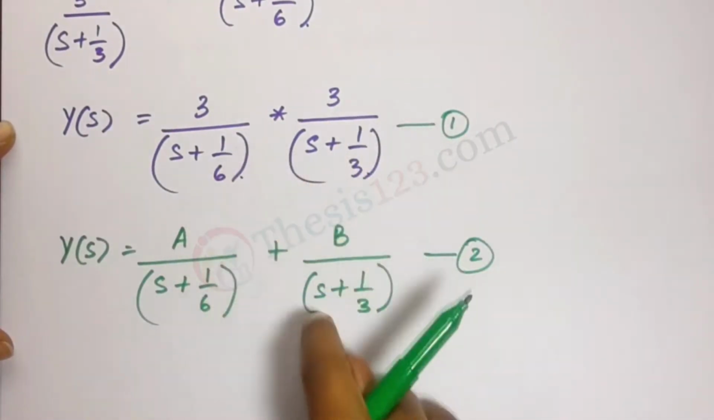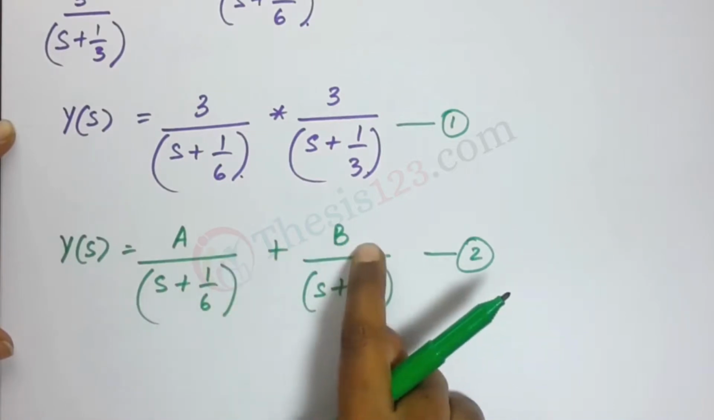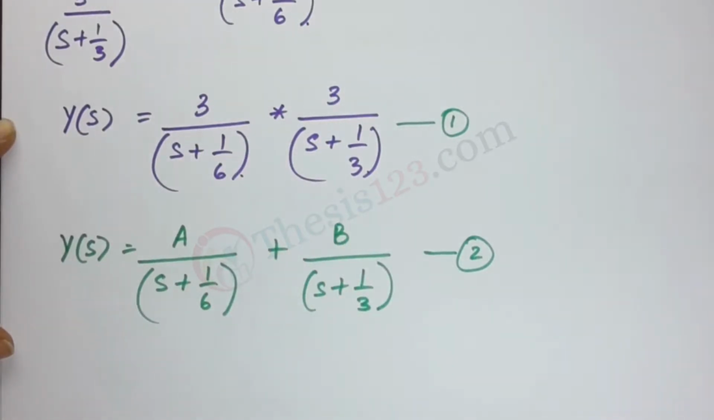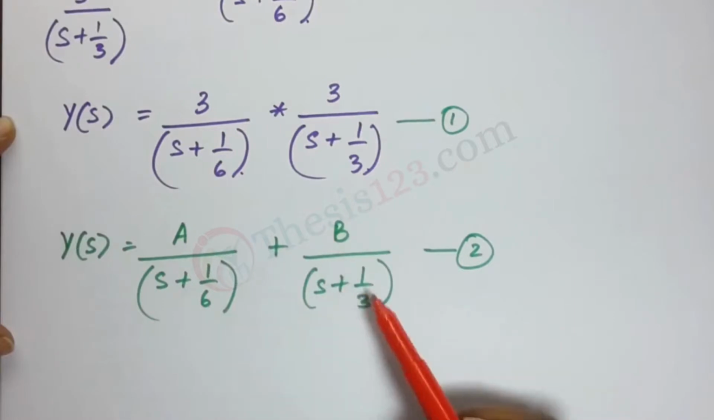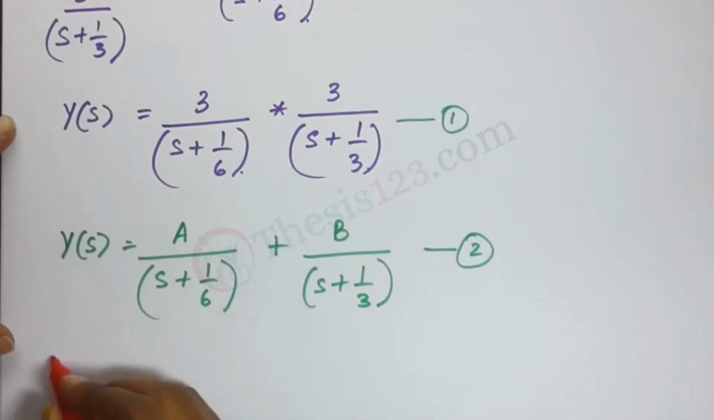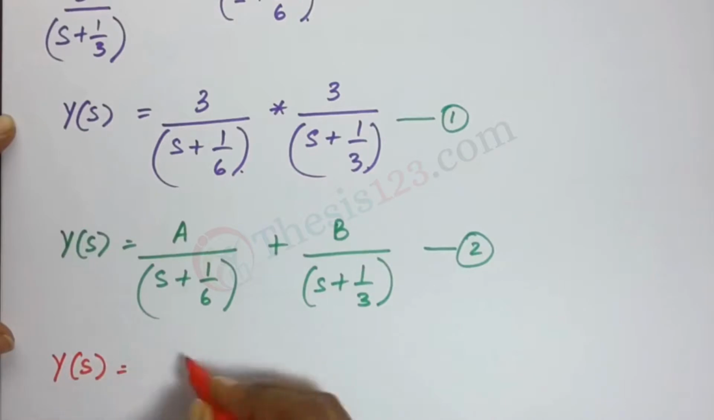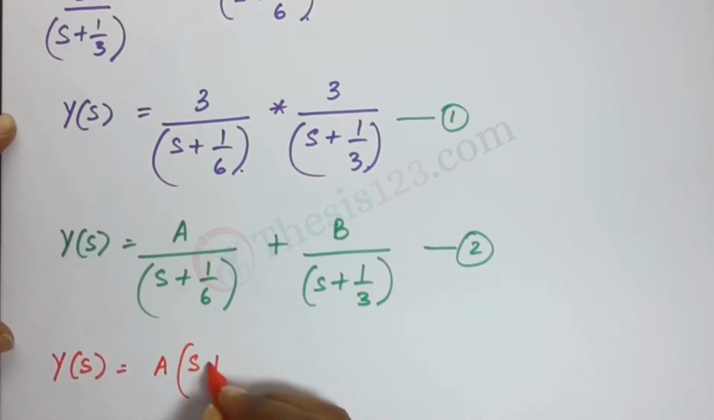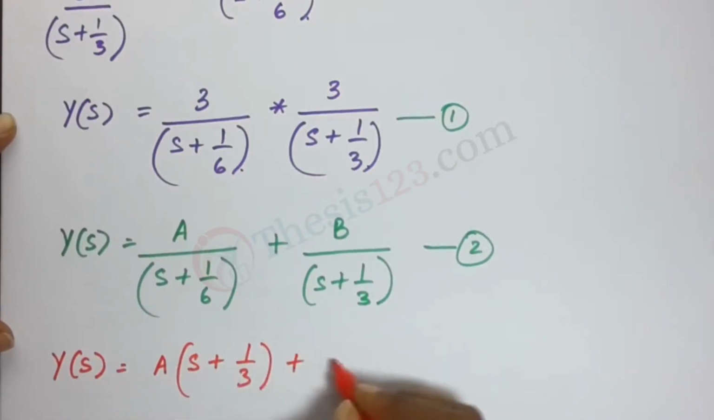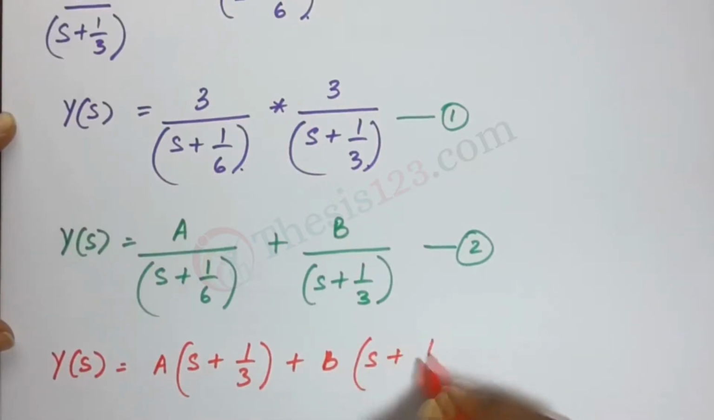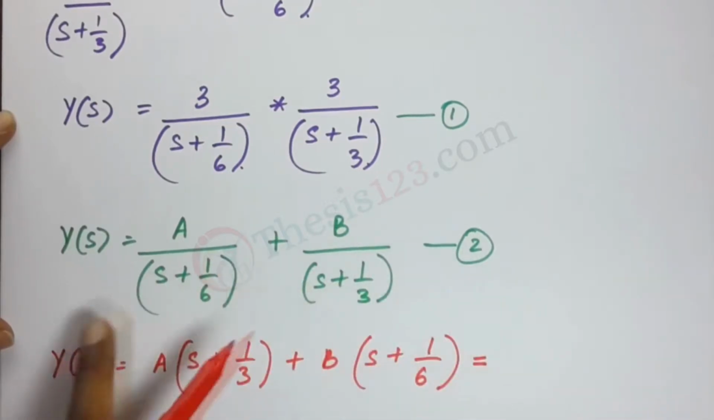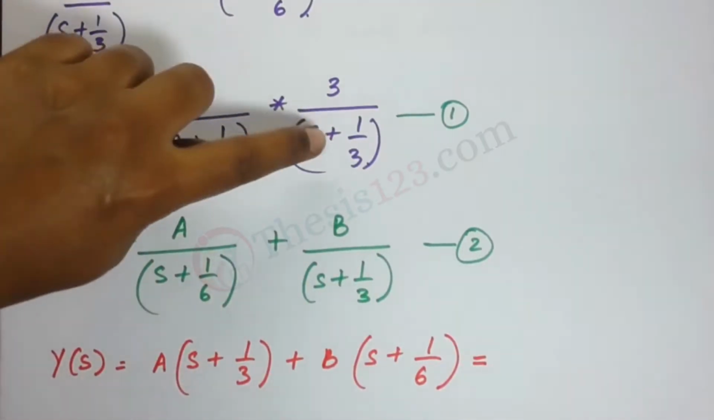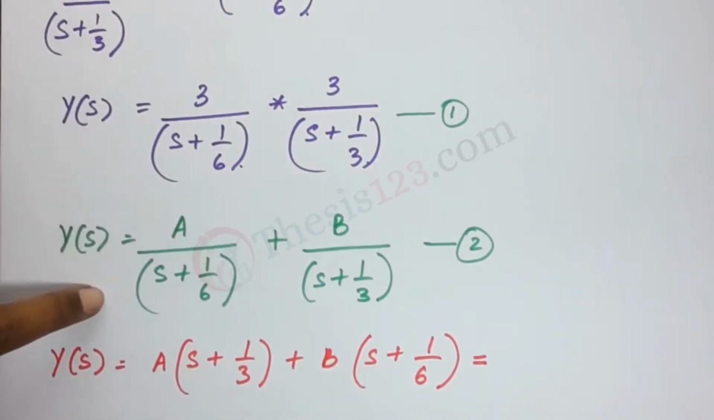So we have to equate both of these in order to find out what a and b are. Okay, so let's just write down the values. Alright, now if we solve these two, we can write this as y of s is equal to a over s plus 1 by 3 plus b over s plus 1 by 6 is equal to, now y of s, right, we are going to equate both the equation 1 and 2.